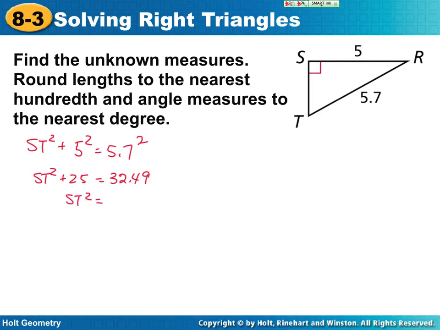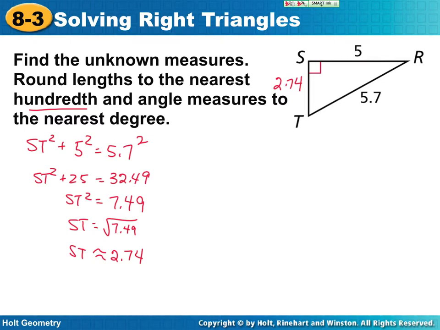What kind of an answer does it say? Do we need to do radicals or anything? We're just going decimal. Do we want the negative square root? For ST's length, would a negative make sense? No. So we're ignoring the negative and getting about 2.74, nearest hundredth. Okay, 2.74.